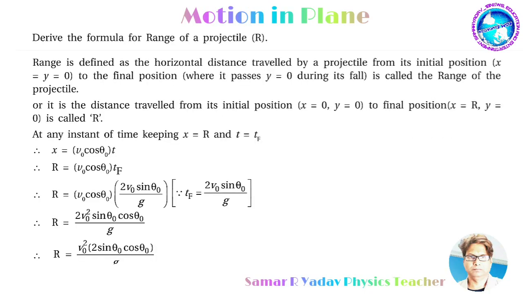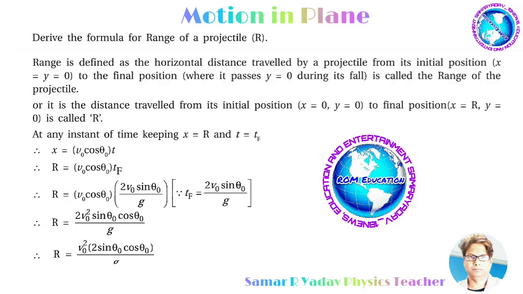Derive the formula for the range of the projectile, R. Range is defined as the horizontal distance travelled by the projectile from its initial position x = 0, y = 0 to the final position where it passes y = 0 during its fall. That is, the distance travelled from the initial position x = 0, y = 0 to the final position x = R and y = 0 is called R.